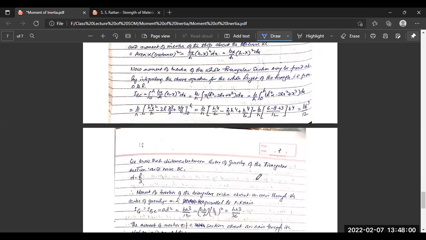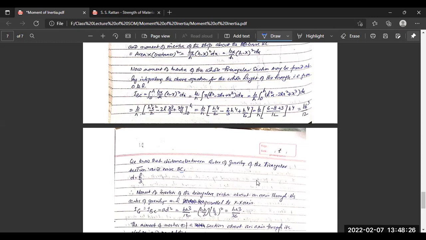So the distance of the CG of the triangular section with base BC is h by 3. Now the distance of the CG of the triangle from the base is equal to h by 3. We know the height of the CG from the base is equal to h by 3.